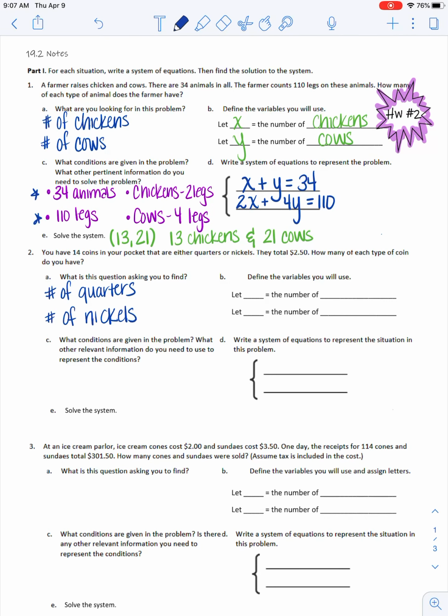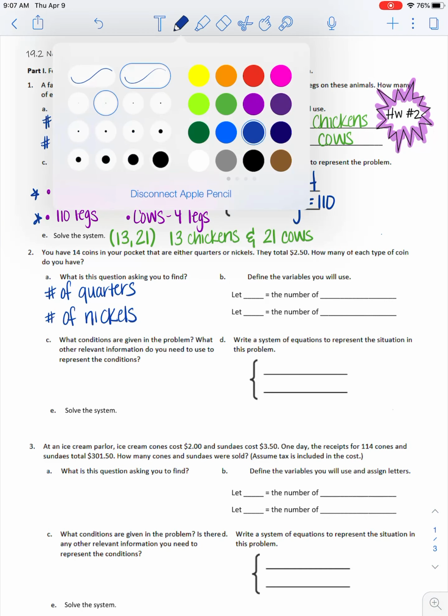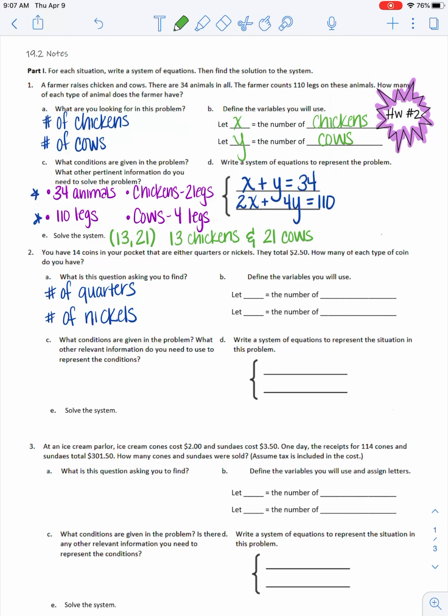Okay, so those two things that you're being asked to find, those are your variables. We need to make sure that we label our variables. It's very important that we always define and label our variables. So let's make X the number of quarters. And let's make Y the number of nickels.